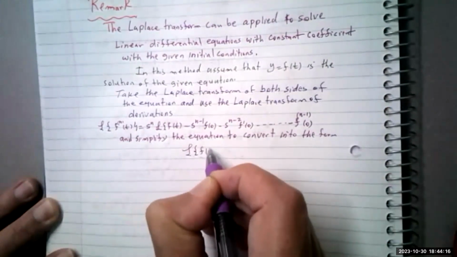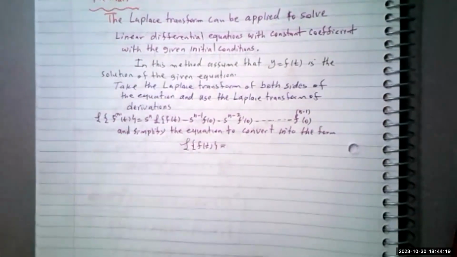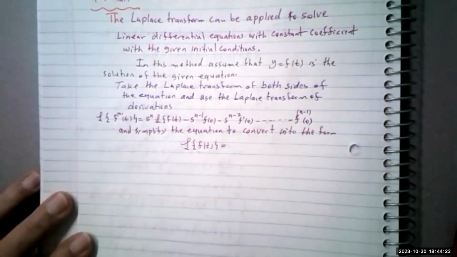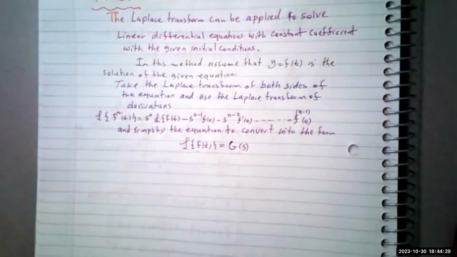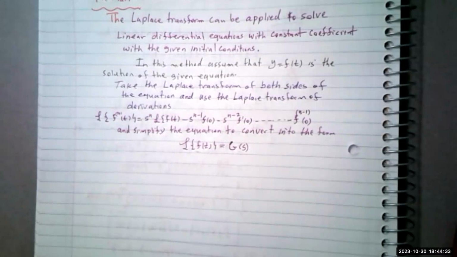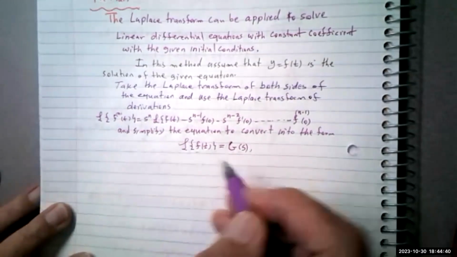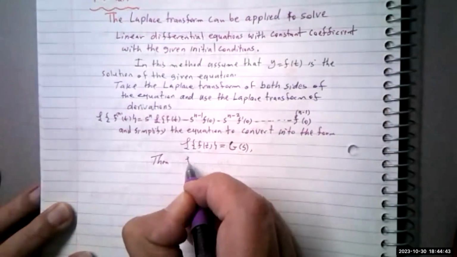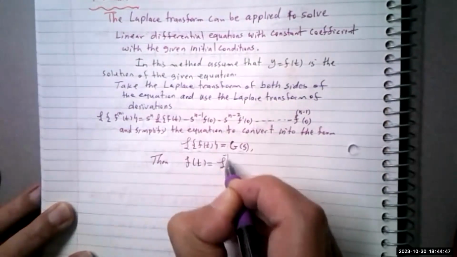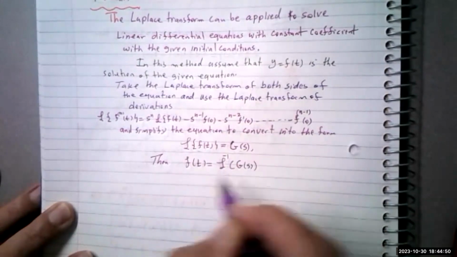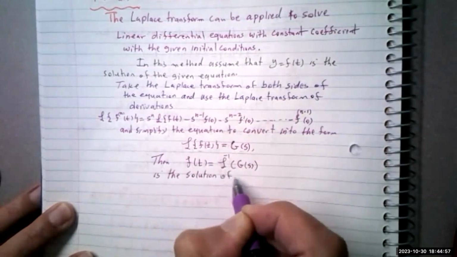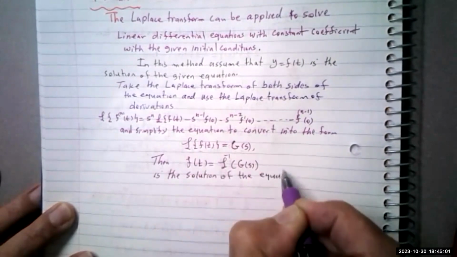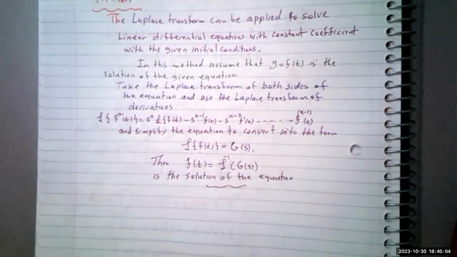You get the Laplace of f of t on the left, and on the right is going to be a function. I'll call it g of s. On the left you get the Laplace of f of t. On the right, if there is something involved, you already got the Laplace transform of those. Then the solution is, you take the Laplace inverse: f of t equal to the Laplace inverse of g of s is the solution of the equation. And you're done. This is the way we do it.